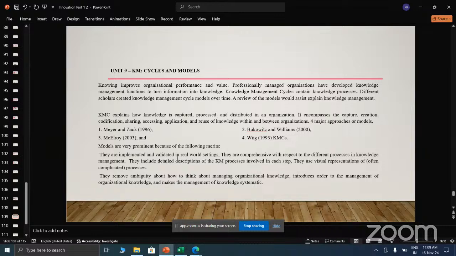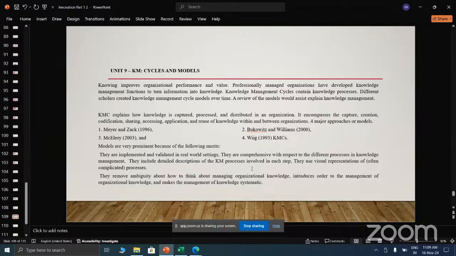These four models are very prominent because of the following merits. They are implemented and validated in real world settings. They are very comprehensive with respect to different processes in knowledge management. They include a detailed description of processes in knowledge management on each and every step.